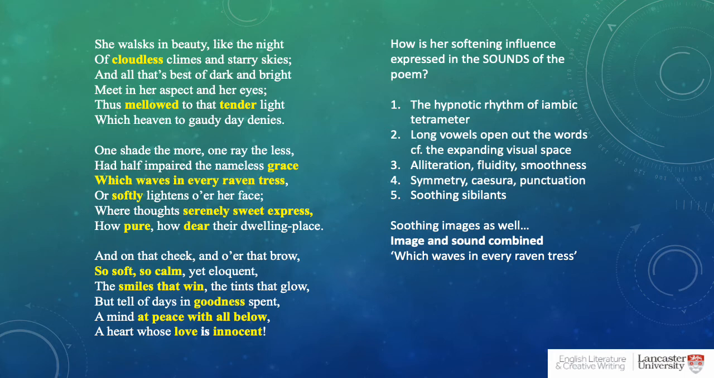There's also lots of alliteration in this poem, and that is where two adjacent words start with the same letter. So we have in the first line cloudless climes and starry skies. We have in the second stanza which waves. We have serenely sweet, and so on. What alliteration does is it creates sound bridges that help to smooth out and create fluidity in the poem, creates a sense of echoes that also open up the sound.